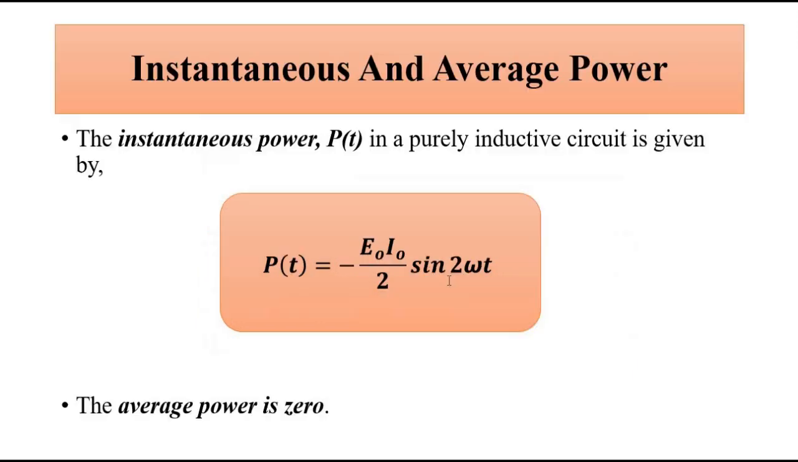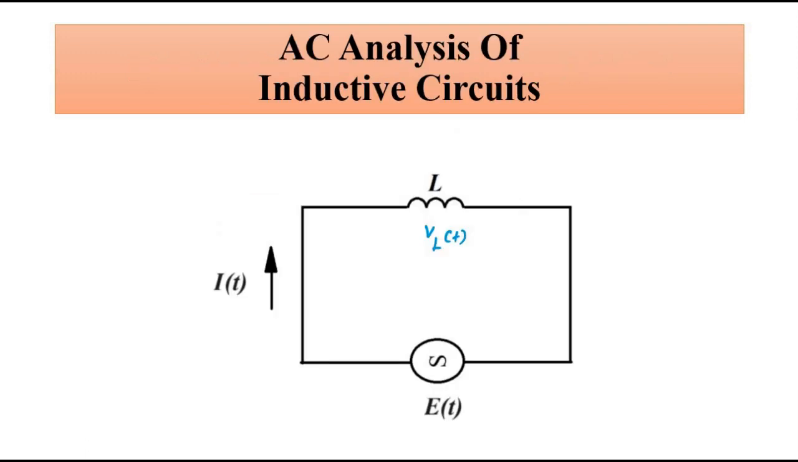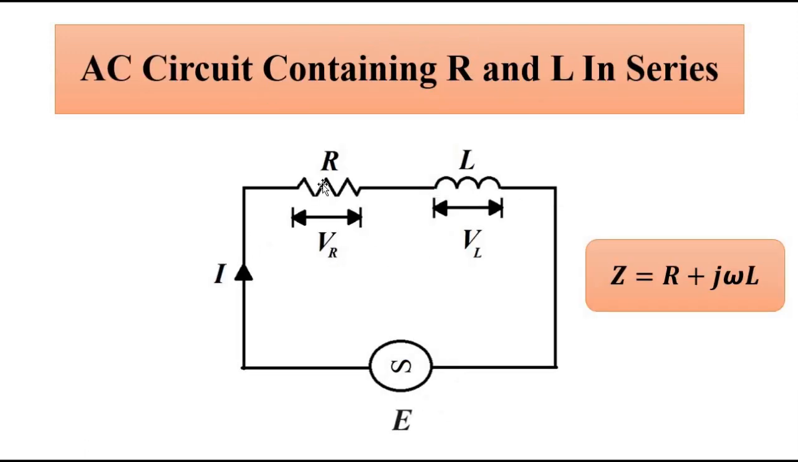That gives us, using trigonometric identities and simplifying, minus E0 I0 by 2 sine 2 omega t. So this is the analysis of a purely inductive circuit. Next is when we have a resistor connected to a pure inductor, an RL circuit where R and L, resistor and inductor, are in series. So here a concept comes which is similar to what we faced in the RC circuit, impedance, the net impedance of the circuit.